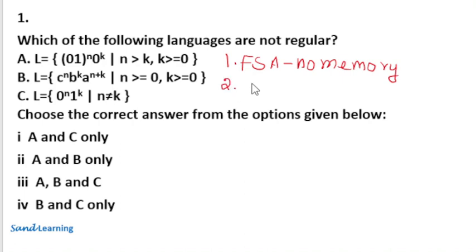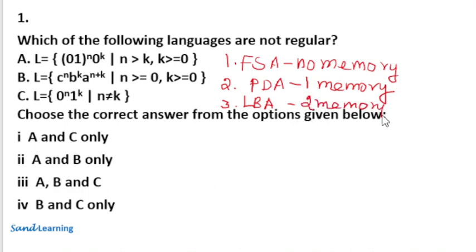The second one is context-free grammar, which is recognized by a machine called push-down automata. This push-down automata has one memory element, which can be called a stack, to recognize the strings. Third one is context-sensitive grammar. It is recognized by the machine called linear bounded automaton, which has two memory elements to recognize the strings. In addition to these points, let me give some more points to solve this particular question.